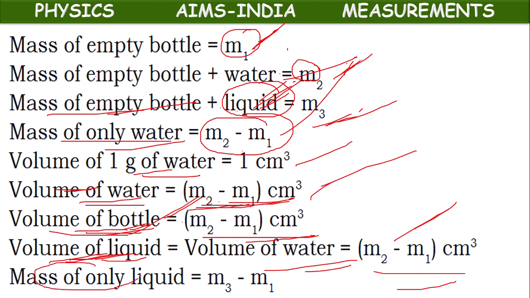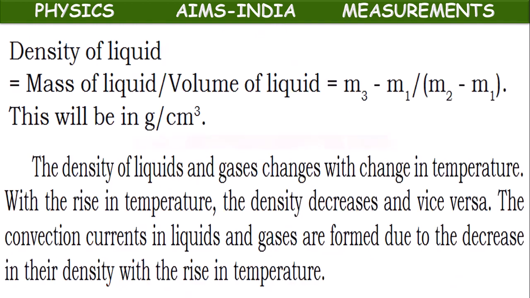Next one, what is the mass of only liquid? Mass of empty bottle plus liquid is M3. Empty bottle is M1. What is the mass of liquid? M3 minus M1. M3 minus M1. Like this we can write.